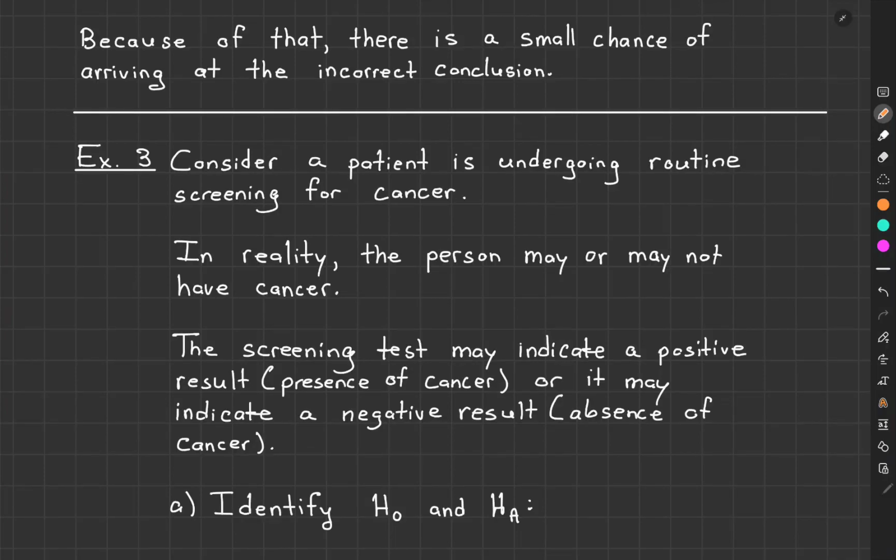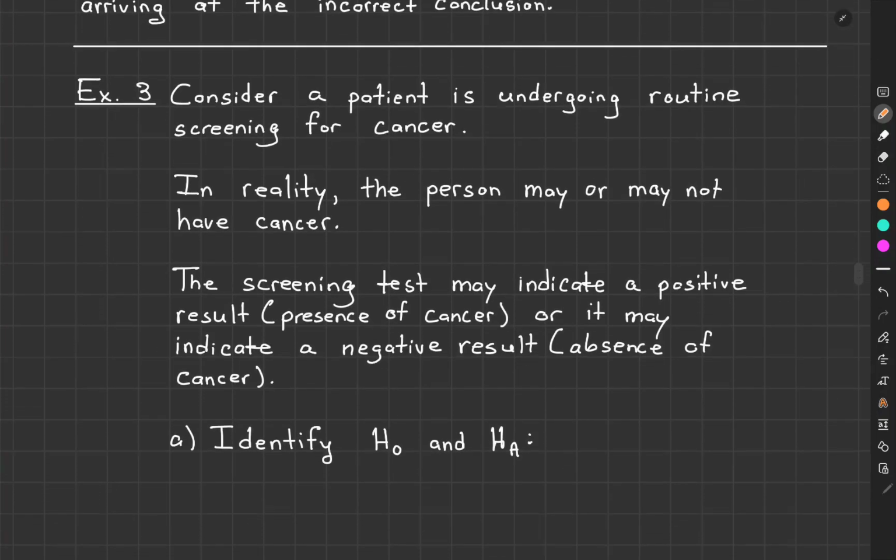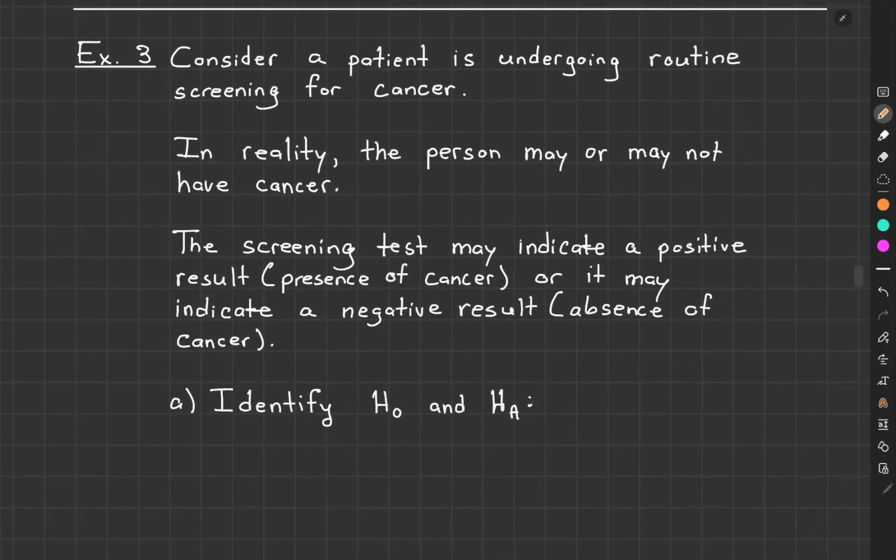So example 3. Consider a patient is undergoing routine screening for cancer. In reality, the person may or may not have cancer. The screening test may indicate a positive result, meaning the presence of cancer, or it may indicate a negative result, meaning the absence of cancer. So first of all, let's identify the null and alternative hypotheses.